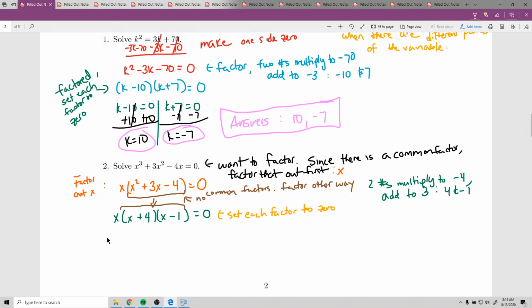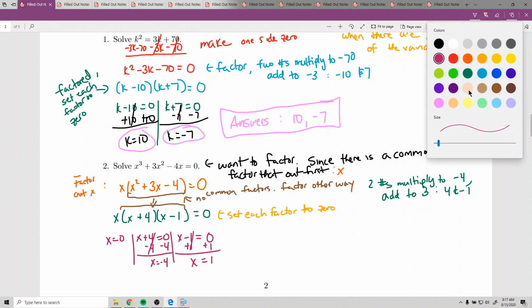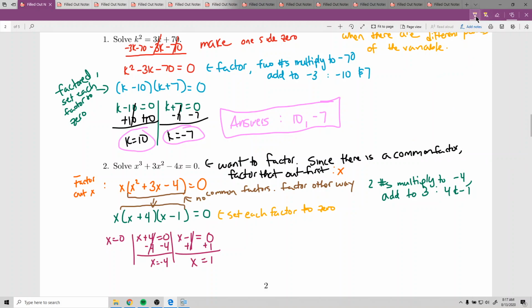So we got the front part, we got x equals 0. We got the second part here, the x plus 4 equals 0. And the third part, the x minus 1 equals 0. Right, and then we solve each one. The one on the left is already solved. The one in the middle, we subtract 4, and we get x equals -4. And the one on the right here, we add 1 to each side, and we get x equals 1. This problem happens to have 3 answers. That's more than okay. 0, -4, and 1.